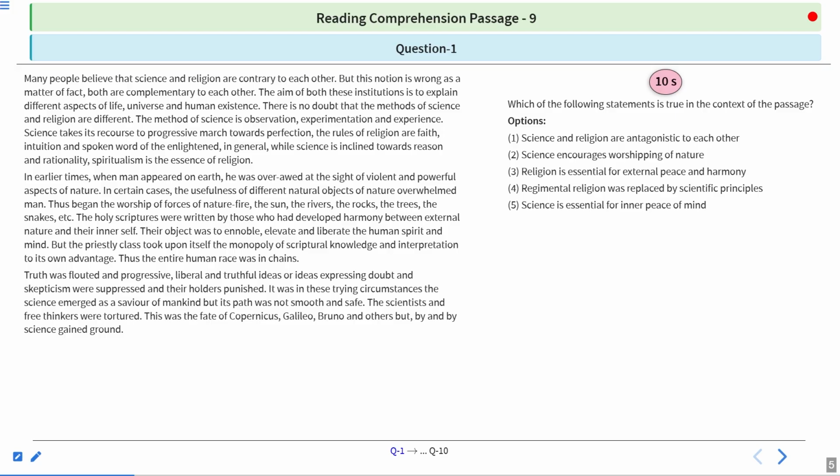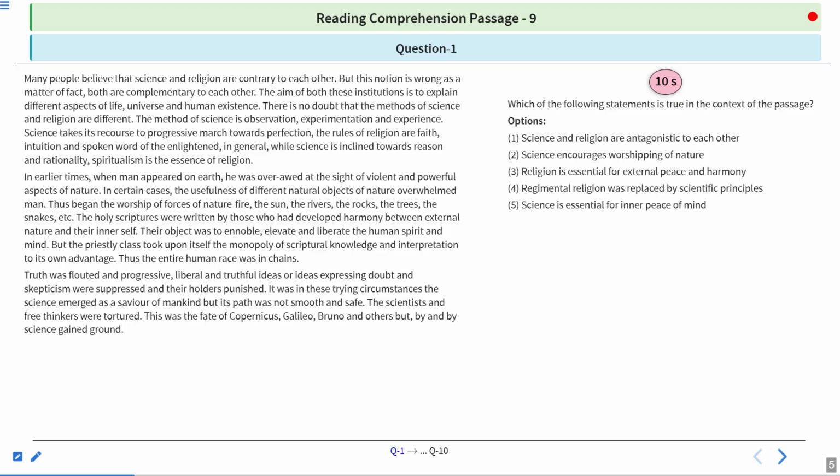It was in these trying circumstances that science emerged as a savior of mankind, but its path was not smooth and safe. The scientists and freethinkers were tortured. This was the fate of Copernicus, Galileo, Bruno, and others, but by and by science gained ground. I hope you've understood the passage. Let's move to the questions.